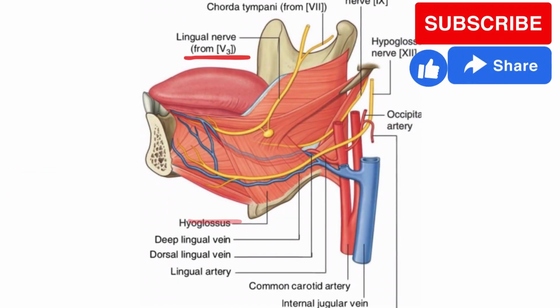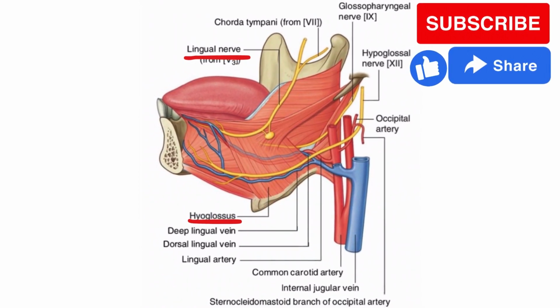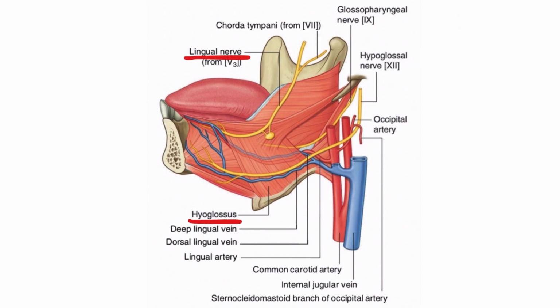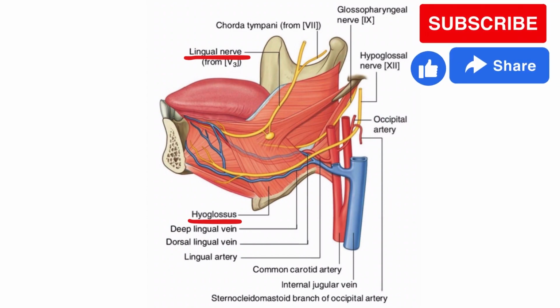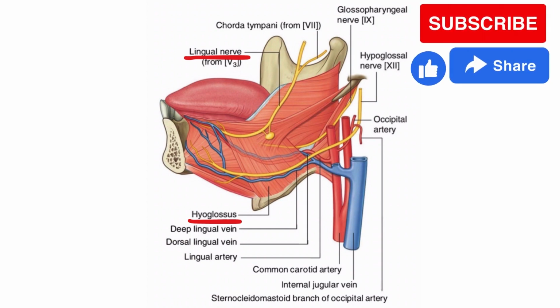The lingual nerve is a branch of the mandibular division of the trigeminal nerve, cranial nerve V. It provides sensory innervation to the anterior two-thirds of the tongue, as well as the floor of the mouth and the lingual gingiva gums. It also carries taste fibers from the anterior two-thirds of the tongue to the brain.